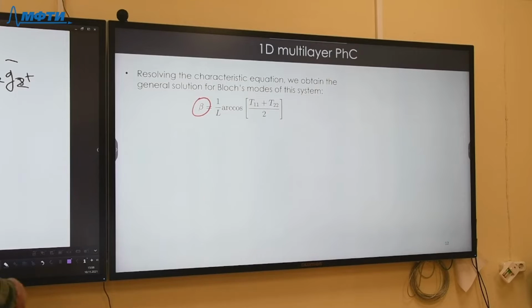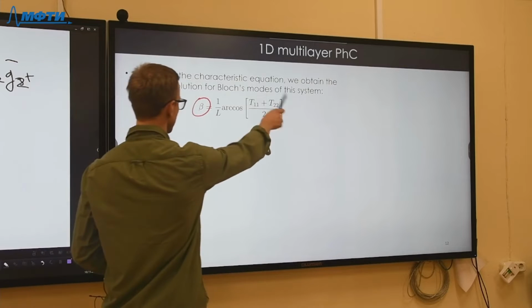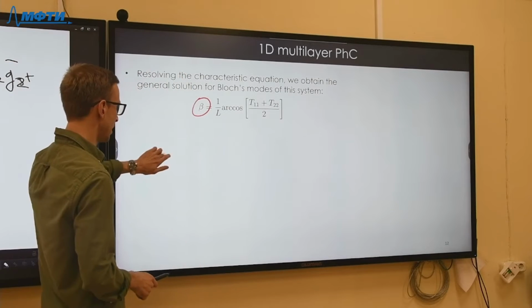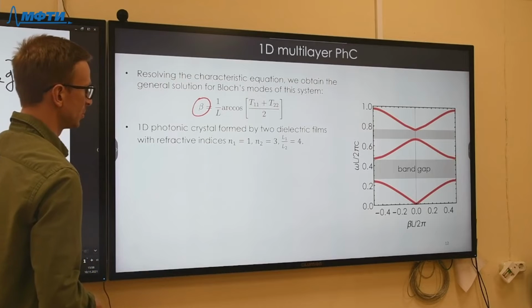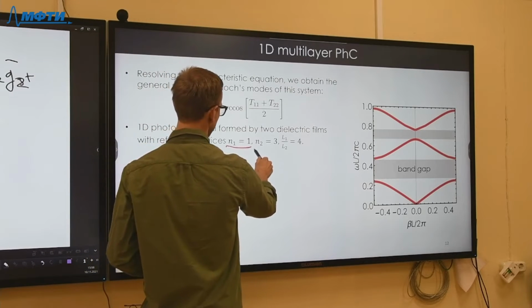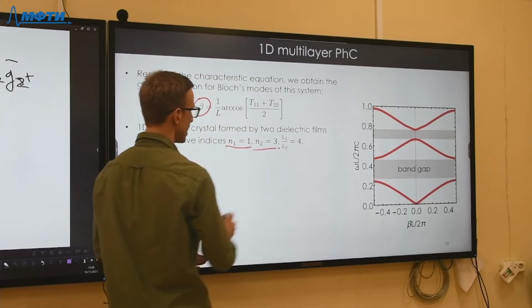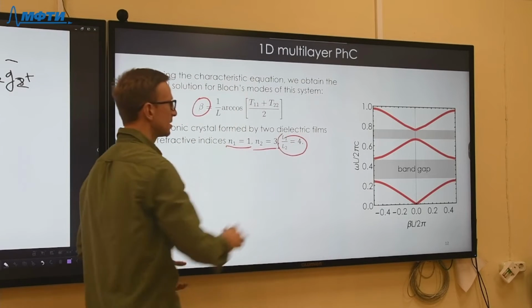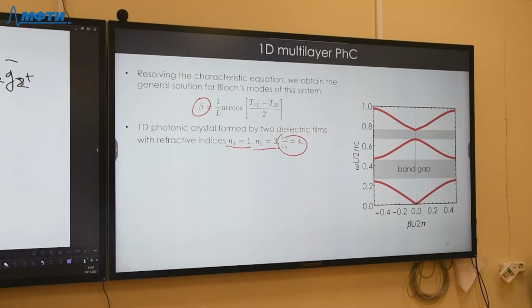Okay, so let's study the resulting dispersion for the simplest case of a photonic crystal formed by two layers. One is vacuum, another is dielectric with some refractive index, and this is the ratio between thicknesses. And this is the resulting spectrum of Bloch states, where all the wave vectors were compacted to the first Brillouin zone, because this makes visualization more compact, and actually because it's just convenient.